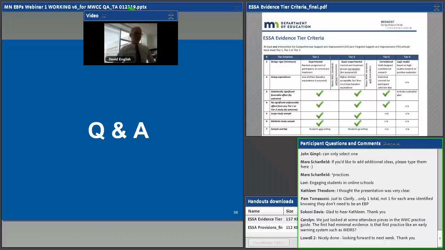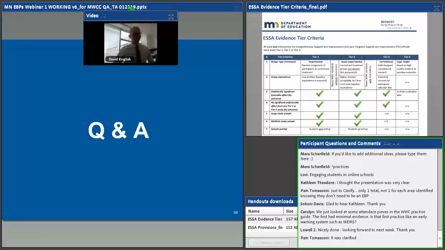David, did you see Pam's clarifying question? She says only one total, not, okay. Yeah, thank you for pointing it out. So again, just to clarify, the federal requirement is just one practice, period. But Greg offered up that context around the assumption that the relationship between the practice and the outcome addresses the actual reasons for identification.